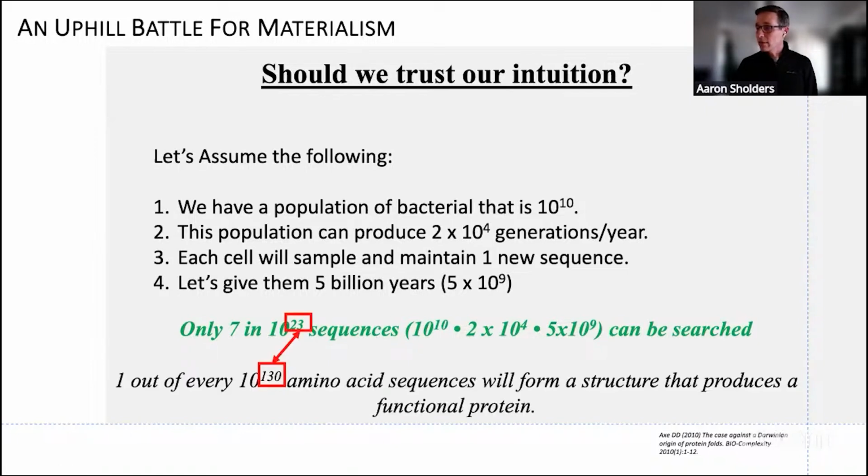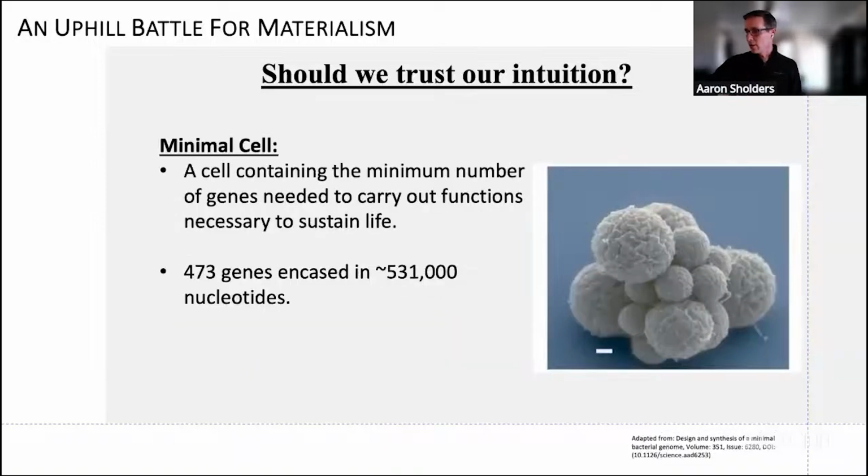Now, how many do they have to search? 10 to the 130th to get 1 gene. 1 gene. Now, here's the problem. Take your simplest cell. This is our minimal cell, a cell containing the minimum number of genes needed to carry out functions necessary to sustain life. This simple cell has 473 genes encased in about 531,000 nucleotides. Compare that to us. We have 20,000 to 25,000 genes encased in 3 billion bases.